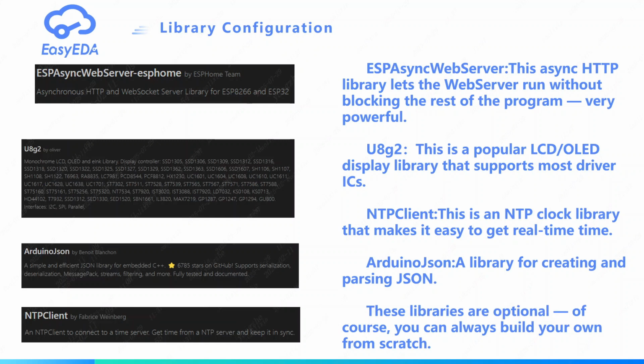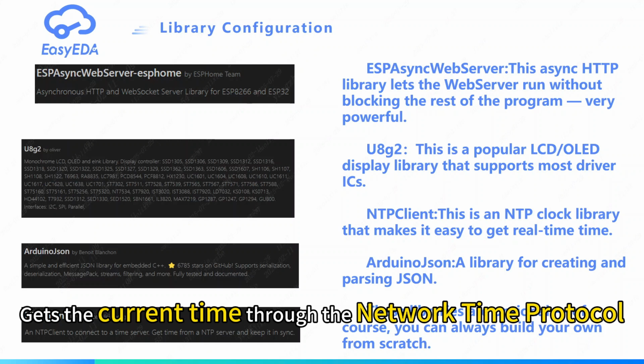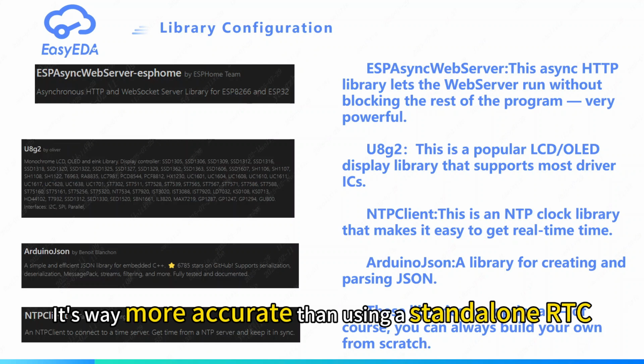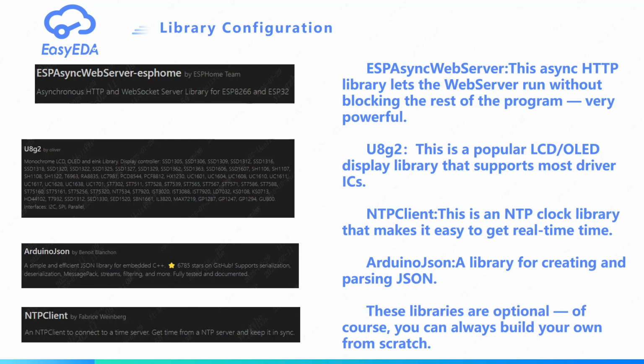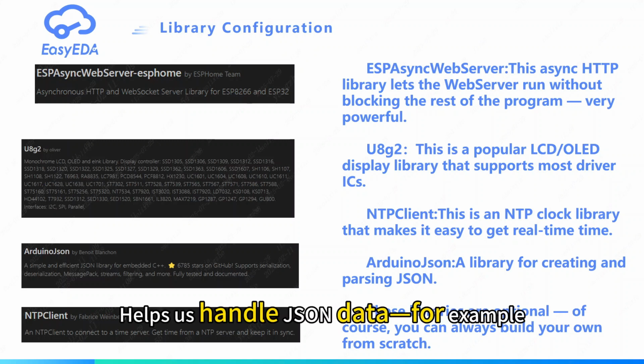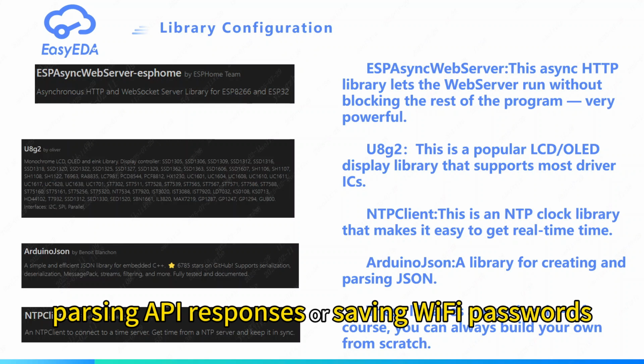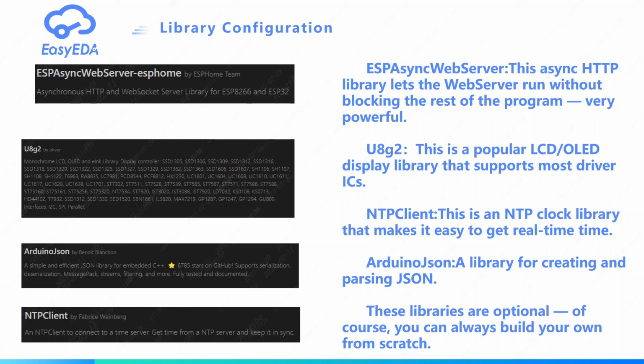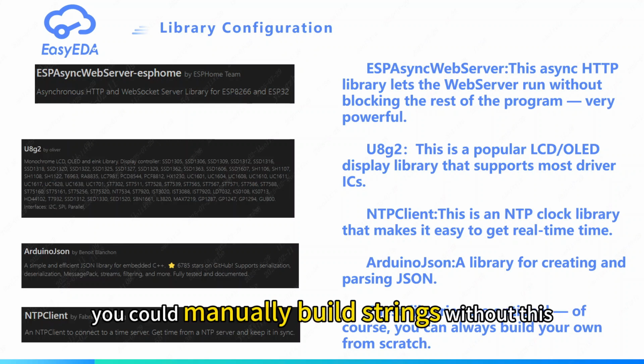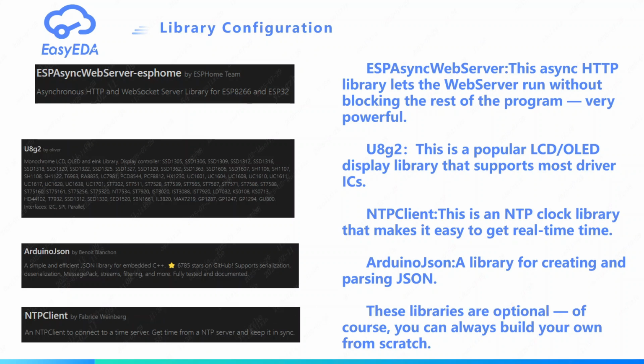NTP client gets the current time through the Network Time Protocol. It's way more accurate than using a standalone RTC. ArduinoJson helps us handle JSON data, for example, parsing API responses or saving Wi-Fi passwords. Sure, you can manually build strings without this, but it'd be a pain.